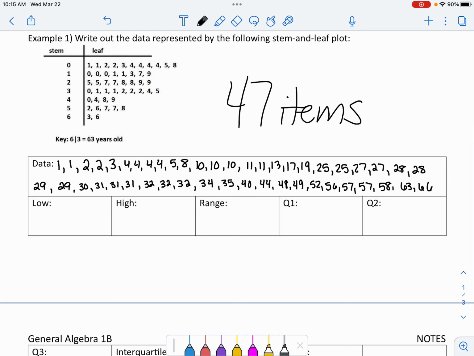I'm sorry, I didn't mean for that to be on two pages. What's the low value, guys? 1. What's the high value? 66. How do we do the range? Subtract them. Good. So 65. You ready to find your quartiles?